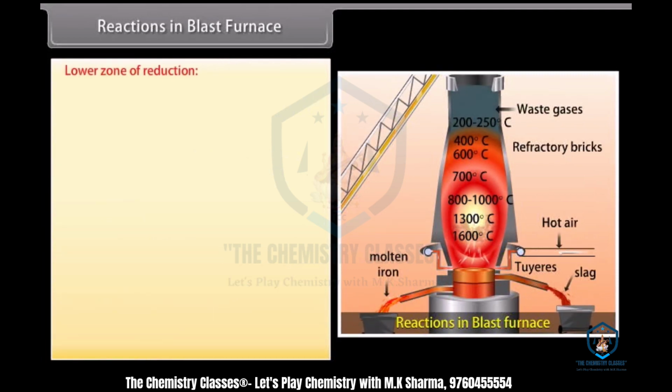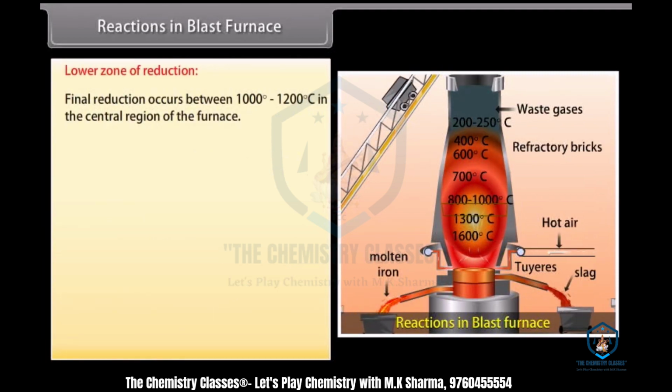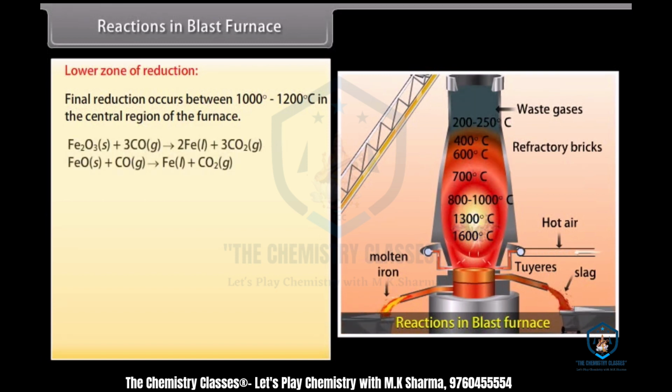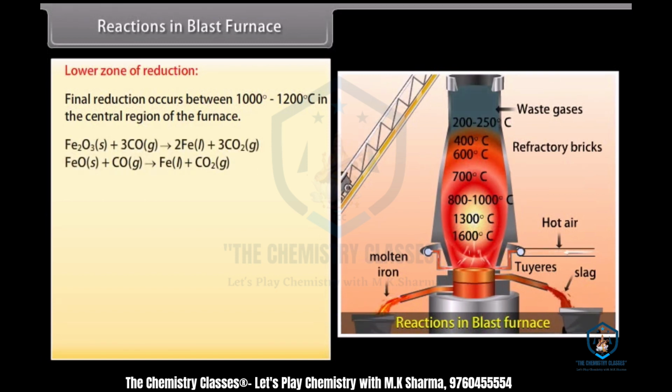Lower zone of reduction. Final reduction occurs between 1000 and 1200 degrees Celsius in the central region of the furnace. Carbon obtained by dissociation of carbon monoxide combines with iron, and impurities also get dissolved in molten iron.